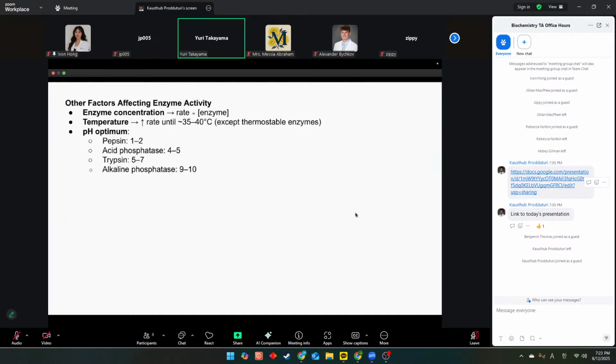Next, other factors that affect the activity. The velocity increases with the enzyme concentration and with temperature up to about 37 degrees Celsius for human enzymes. And each enzyme has its own pH sweet spot. Pepsin works in the stomach at pH 1 to 2, while alkaline phosphatase prefers pH 9 to 10. So you guys should remember these numbers.